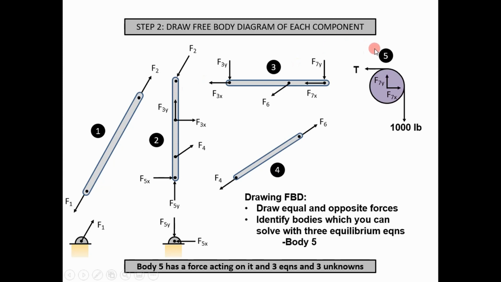And so if you look here at member 5, check it out. We have three unknowns: a tension load and two reaction forces at the middle, and then a force to relate it to. So essentially body 5 is the one you want to start with, and that's really the only one in this problem you can start with, because all these others you can't solve. But if we start with body 5, we can begin the process of determining the reaction forces on each member.